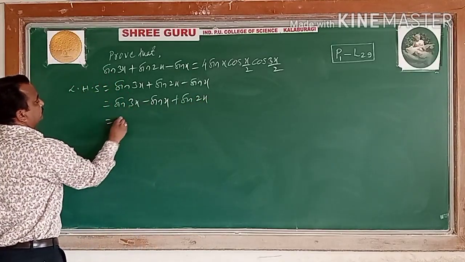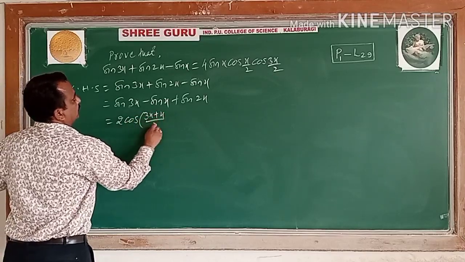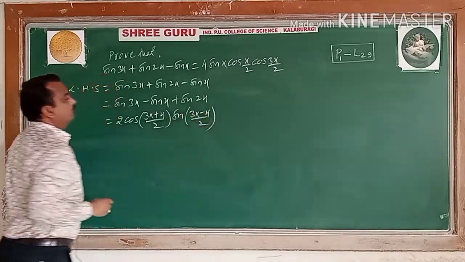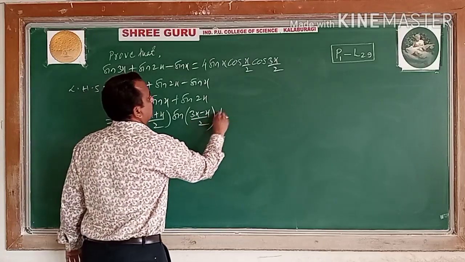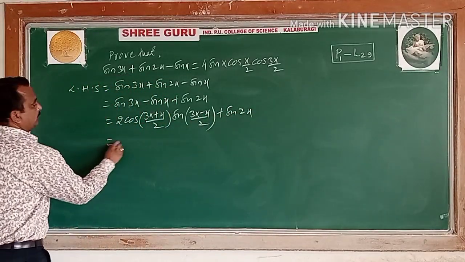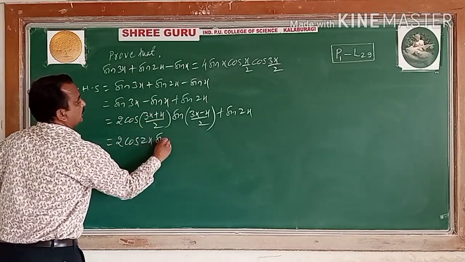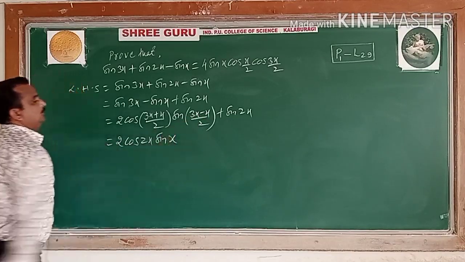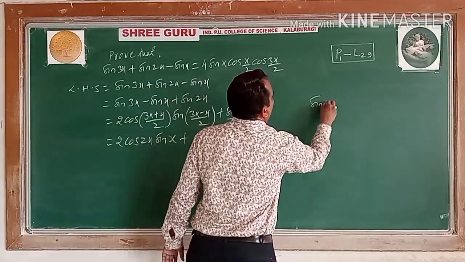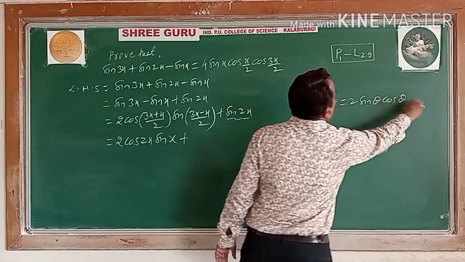Sin c minus sin d: first cos, then sin. Plus sin 2x as it is. Simplify that: 2 cos 2x into sin x. Shall I write this sin 2x as, what is sin 2 theta? 2 sin theta into cos theta.